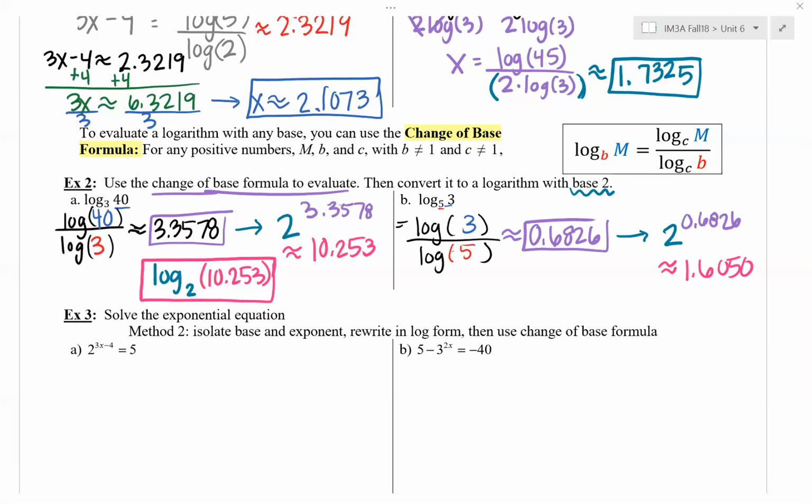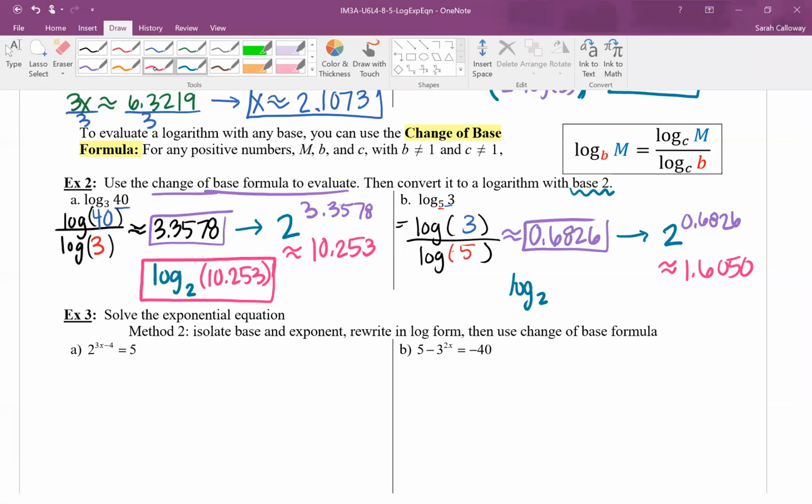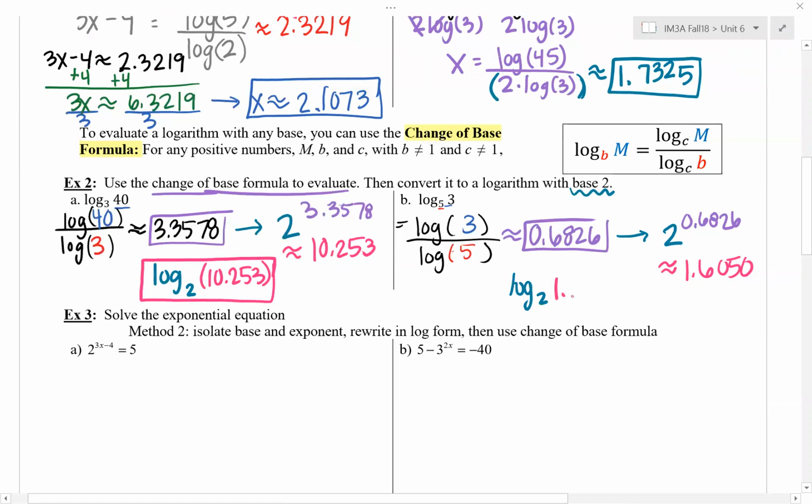So the second half of our answer incorporates log base 2. So this log base 5 of 3 is equivalent to log base 2 of 1.6050. Okay. So what the change of base formula does is that it allows us to use our regular calculator to evaluate logs that are not of base 10. So we're going to use the change of base formula to answer the questions for example 3 now.